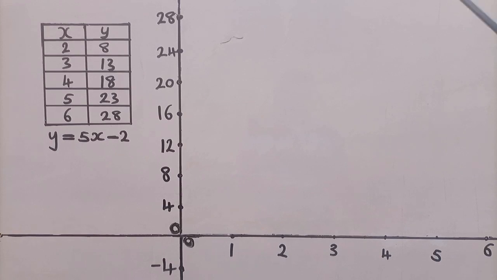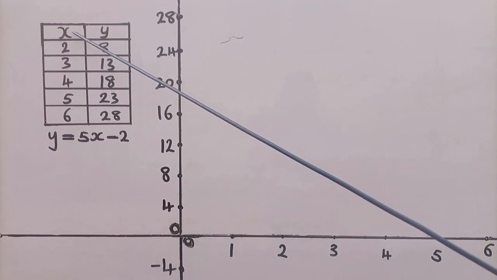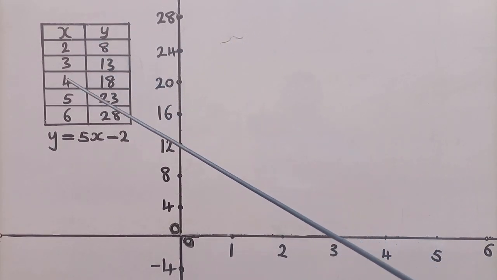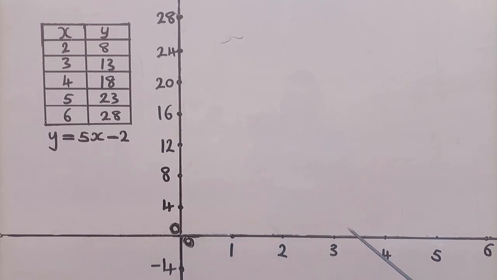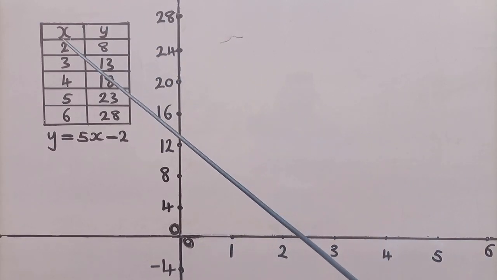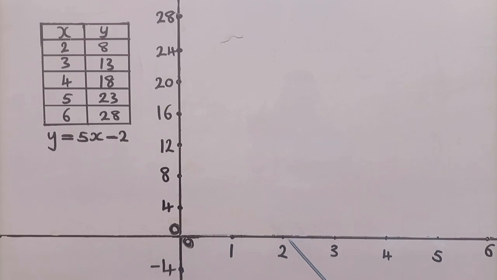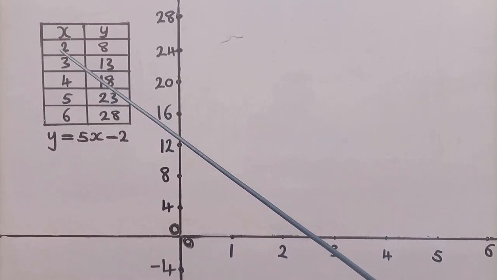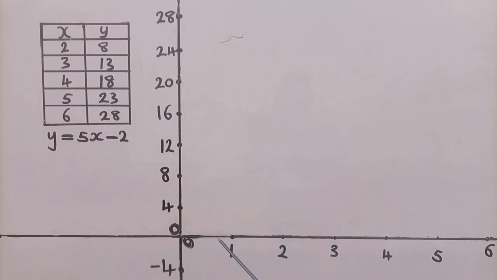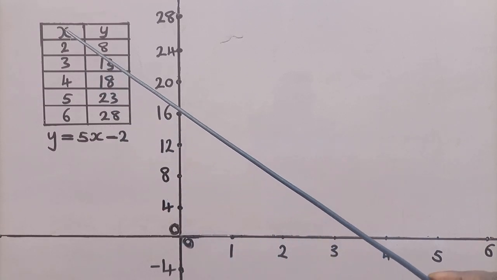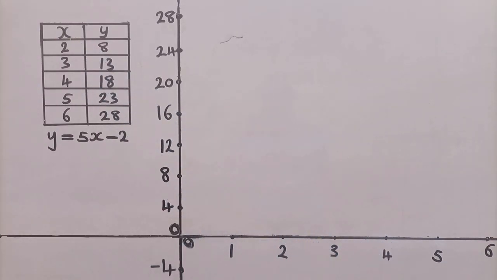Next, let us locate the values of x as they are found in this table on this x-axis. This is 2. 2 is here. This is 3. 3 is here. This is 4. 4 is here. In fact, everything here is on this axis. That means there is no problem, not too much trouble, locating the tabular values on this axis.